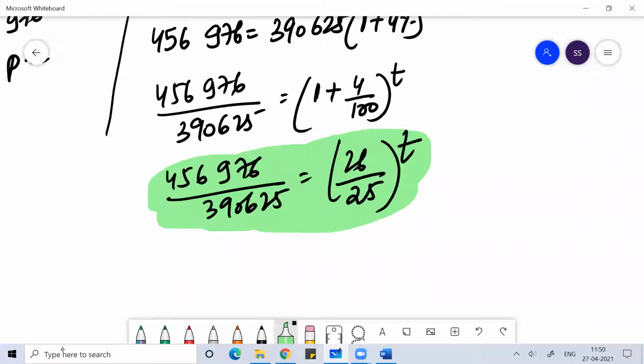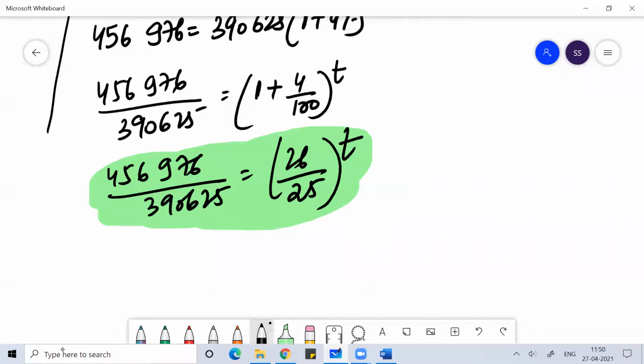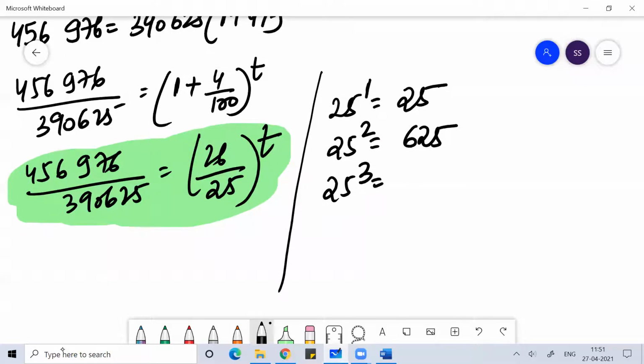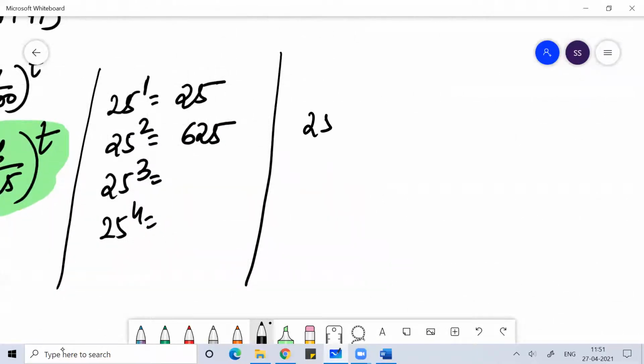On the first day when I was taking your training, I did Vedic maths for you. So you need to use your concept of Vedic maths. What is 25 to the power 1? That is 25. 25 to the power 2, that is 625. What is 25 to the power 3? If you don't know, I have taught you all this, how you can find the cube of a number.